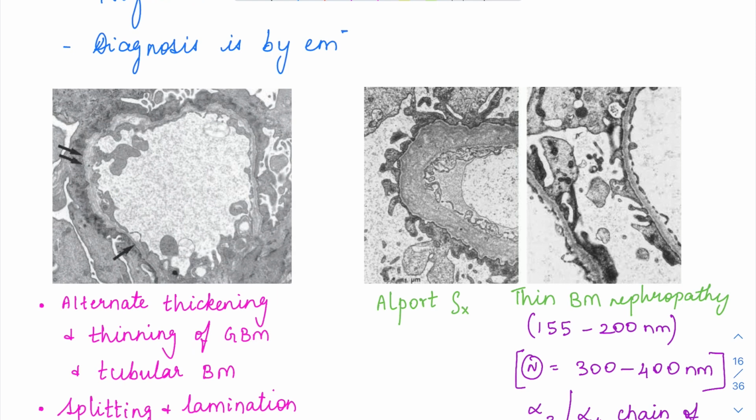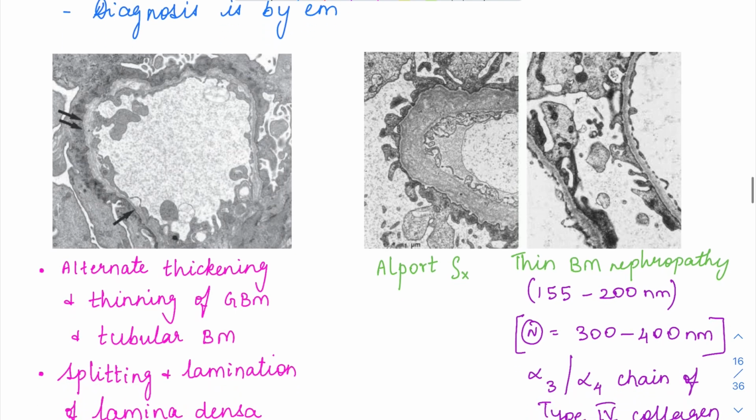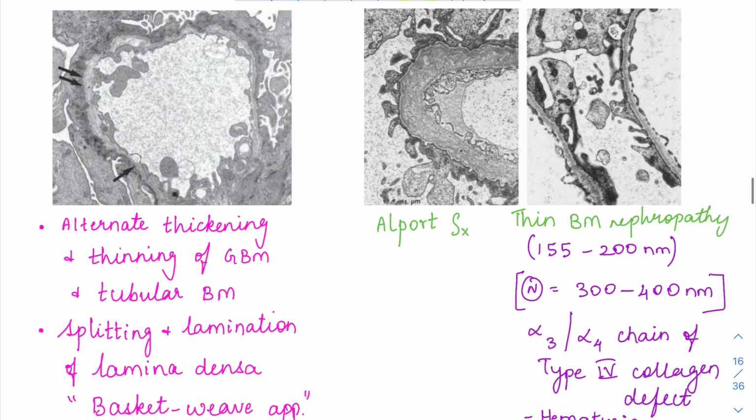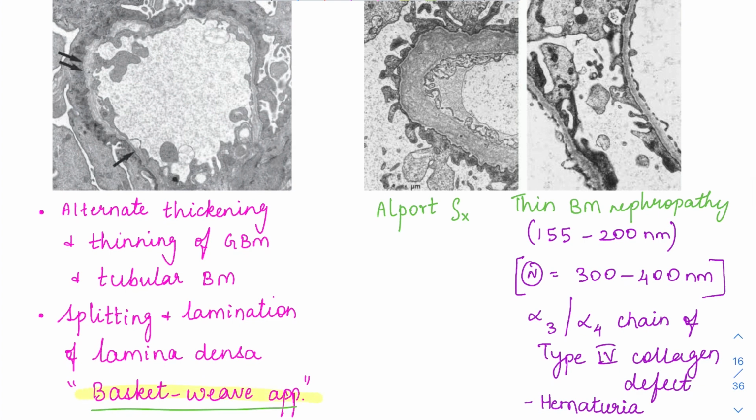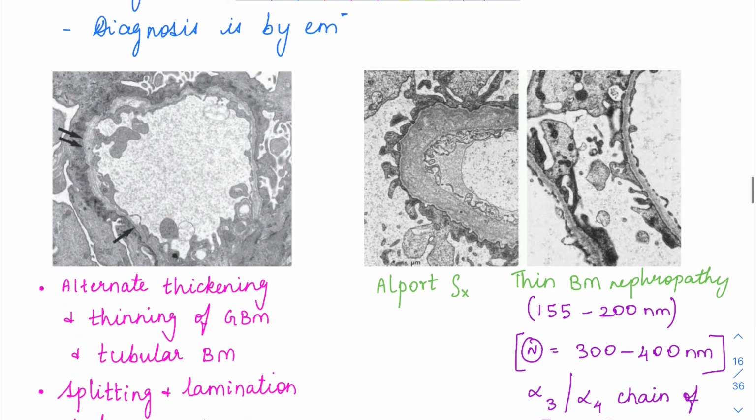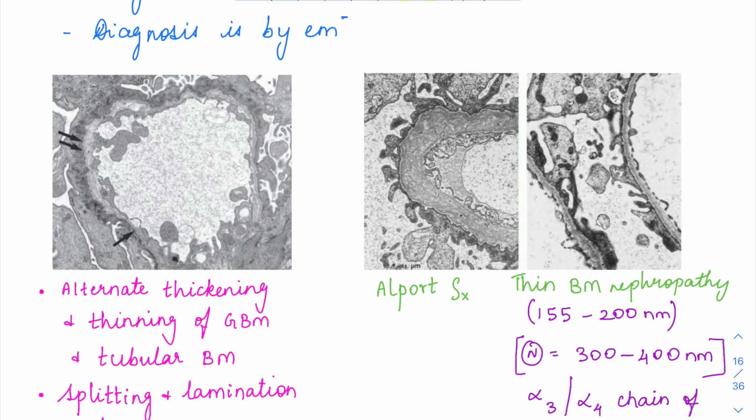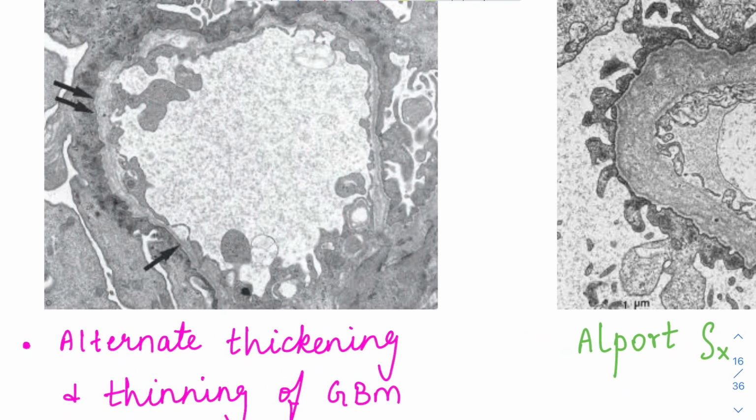They can also progress on to chronic renal failure. Diagnostically, light microscopy and immunofluorescence are not of much use. Only on electron microscopy can you diagnose Alport syndrome, and the classical feature on electron microscopy is a basket weave appearance. Here there is alternate thickening and thinning of the basement membrane. In this image, this entire part is the basement membrane. Here it is thick, while here it is very thin.